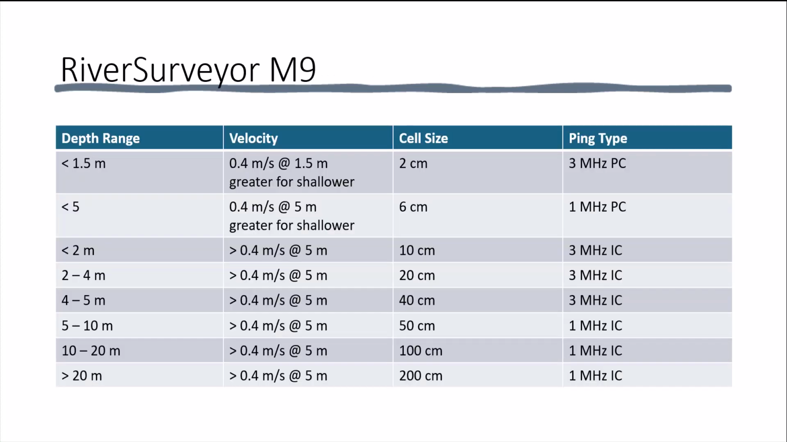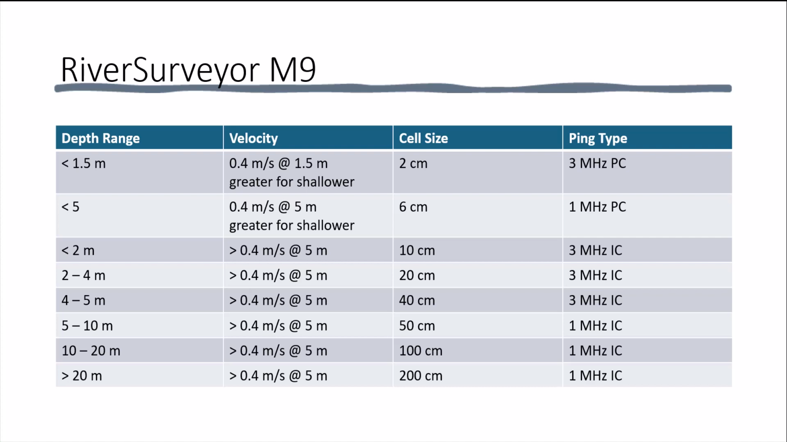For the M9, up to 3 frequencies are used: 3 MHz, 1 MHz, and 0.5 MHz. Both depth and velocity determine the frequency and ping type used. 3 MHz pulse coherent is used if the depths are less than 1.5 meters and the velocity at that 1.5 meter depth is less than 0.4 meters per second. The velocity threshold increases with shallower depths.